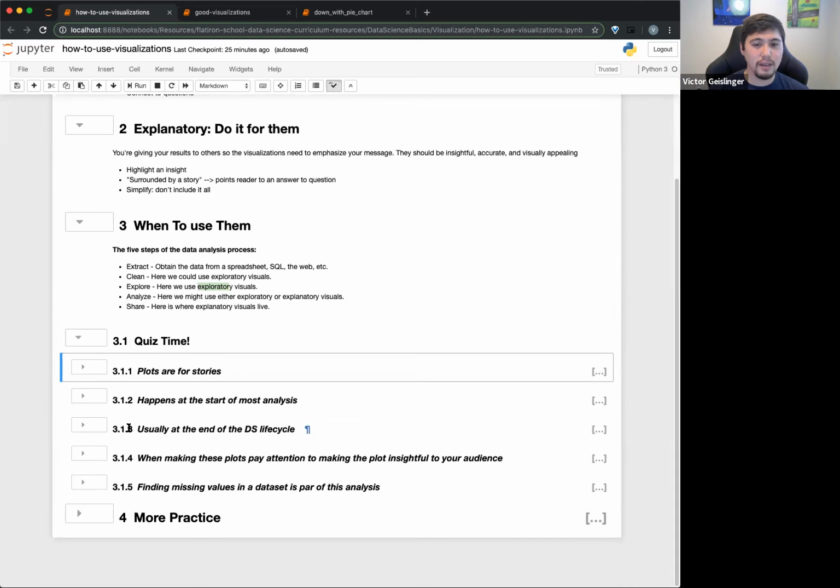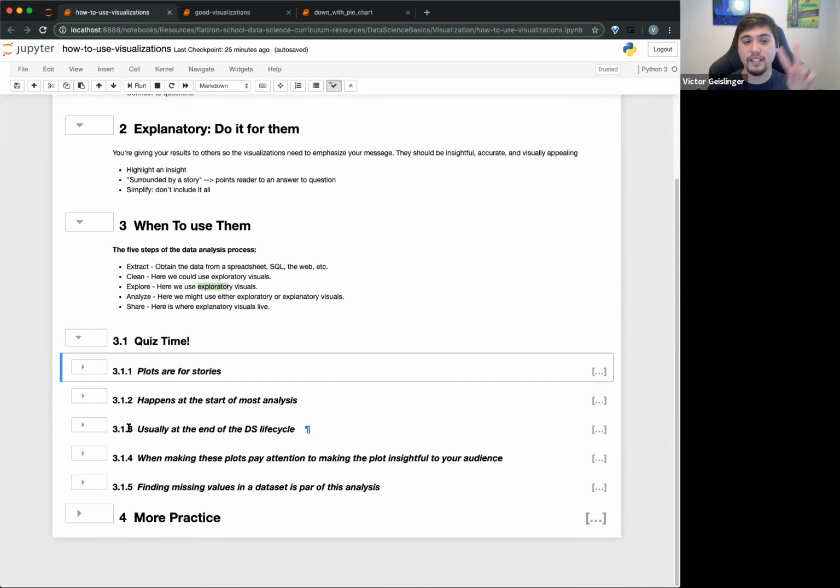So this first one, plots are for stories. These plots are supposed to be used for stories. Is this explanatory or exploratory? So I see 2 or 1. Explore is 1, 2 is explain. Just keep it up so that way you can kind of go through. All right, 2, yeah, explanatory, right? That's the best I can think of without you all shouting out. I guess you could shout out, but there's no guarantee.